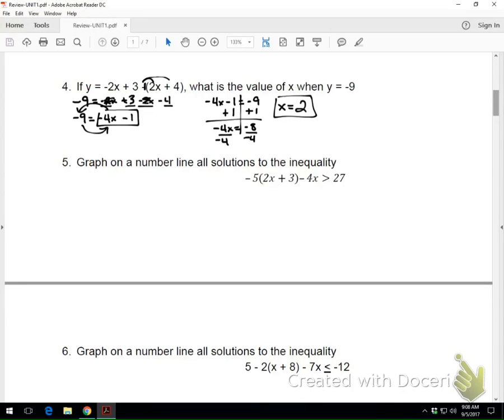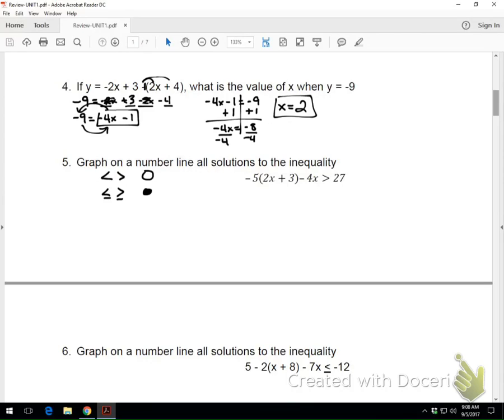Okay, number 5, inequalities. Remember, for inequalities, if it's less than or greater than, what kind of circle is it on the number line? Open. Less than or equal to or greater than or equal to? Closed. Keep that in mind. You're going to have to know that for the test.